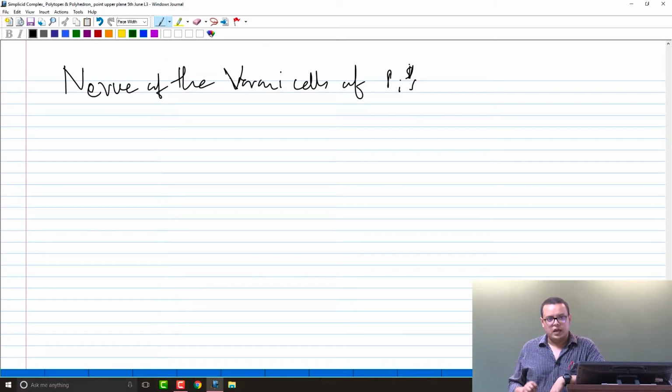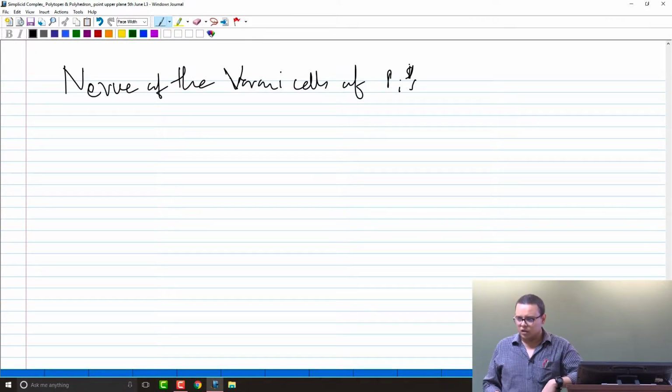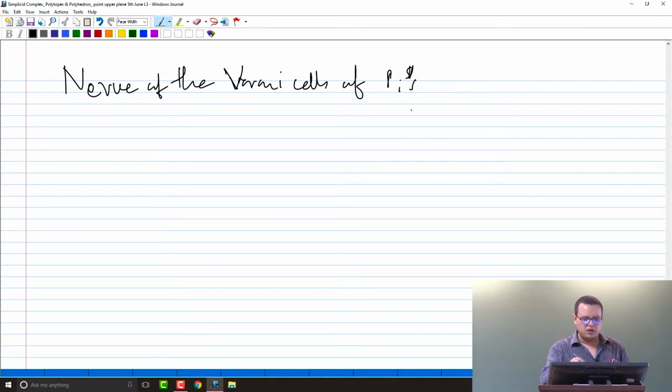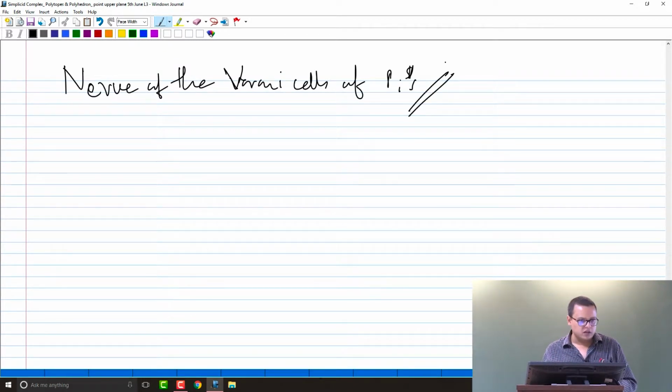Even if the general position assumption does not hold, the geometric representation with those as points may not be possible, but the complex is still a valid complex, because the nerve is a valid simplicial complex. Again, this is slightly subtle, we can discuss it offline.